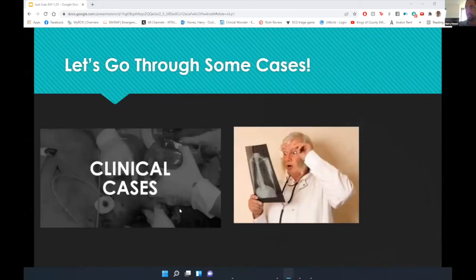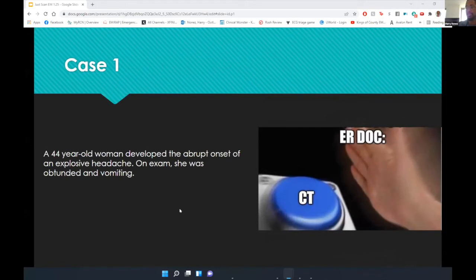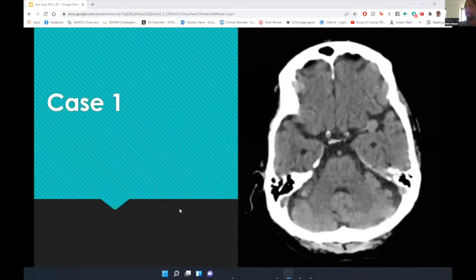All right, so let's take what I said and go through some cases. First case, you have a 44-year-old woman who developed the abrupt onset of an explosive headache. On exam, she's obtunded and vomiting. So let's get that CT, and you see this. Can anyone point out the abnormality or see anything here?